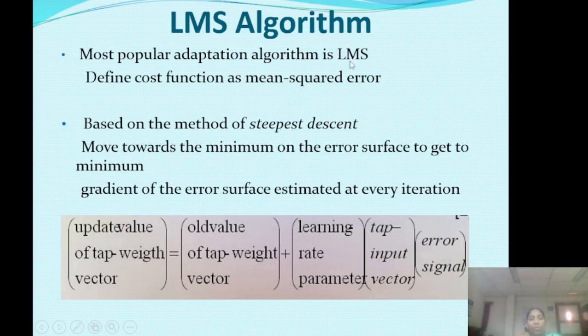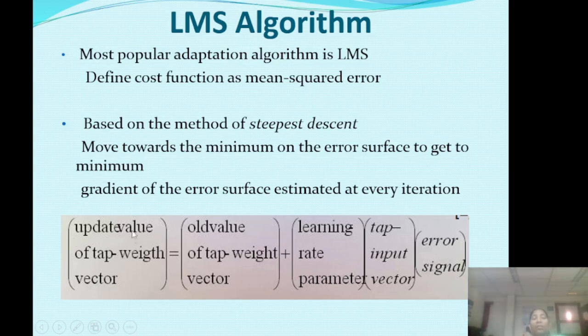So this is an adaptation algorithm. LMS represents the least mean squared algorithm. It works based on the steepest descent technique. Steepest descent means that there is a surface, and we can calculate the difference in the intensity between two points on the surface, which we call a gradient. While calculating the gradient, we calculate the gradient of the error surface, and it is estimated for every iteration.